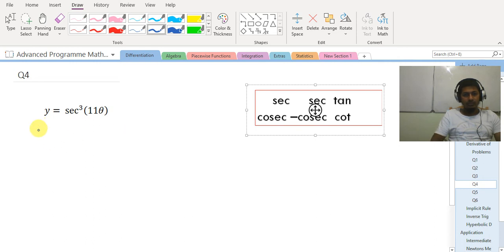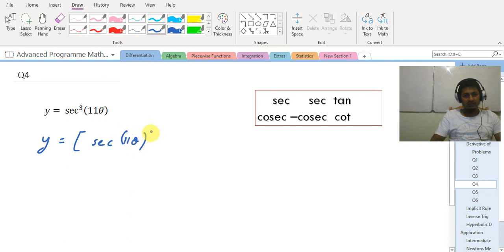In question 4, we can say dy/dθ is equal to the derivative of sec cubed. Well, not dy/dθ. Let us go and simplify the y first. So I will write it in this form, which is (sec 11θ) all cubed, and then I will apply the appropriate chain rule.